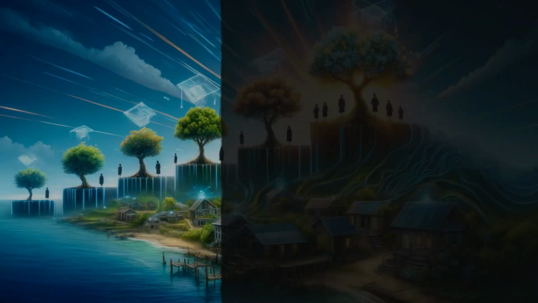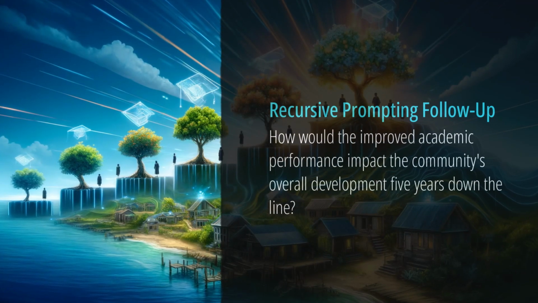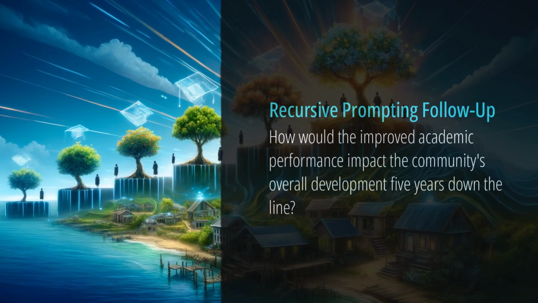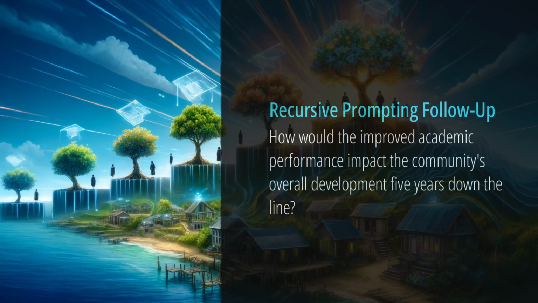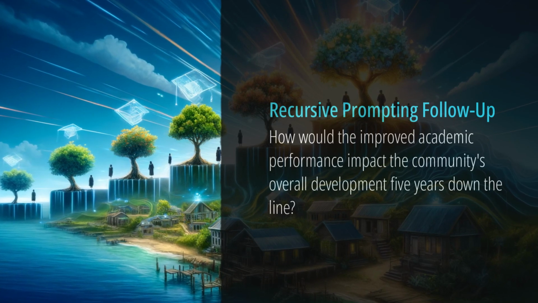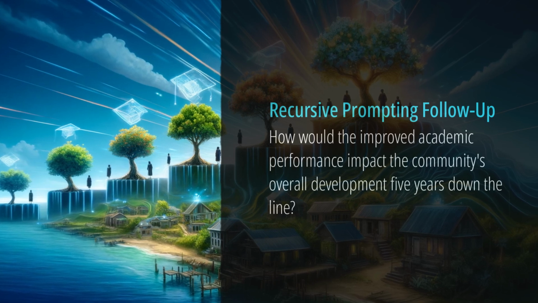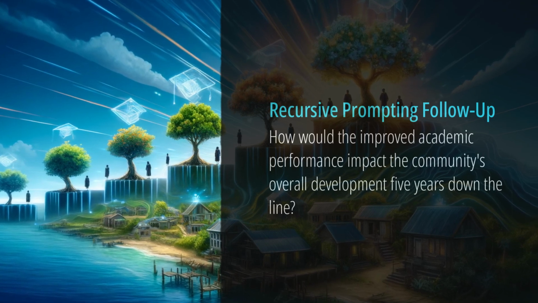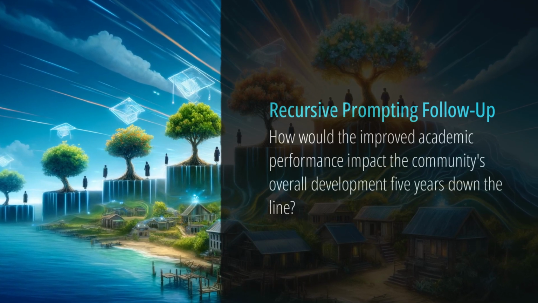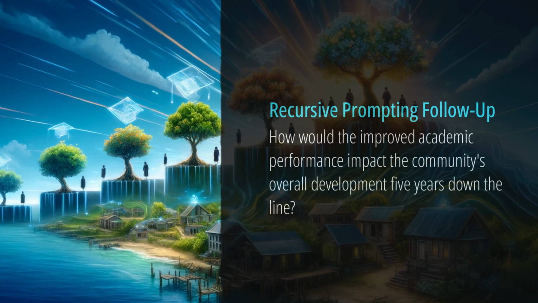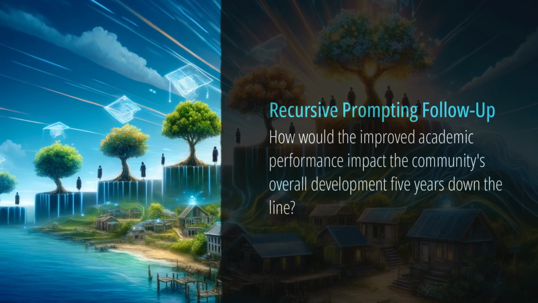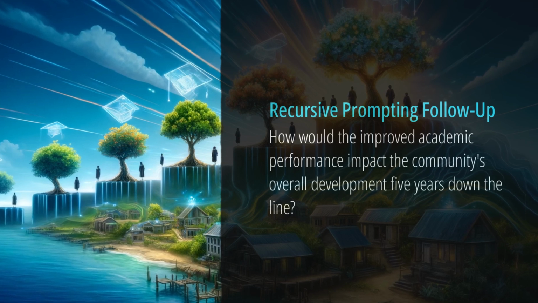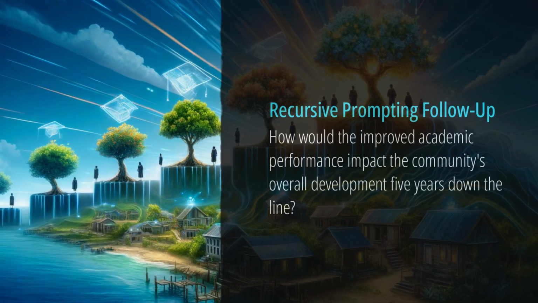But here's where the magic of recursive prompting happens. You can then follow up with a more specific question such as, how would the improved academic performance impact the community's overall development 5 years down the line? The AI will consider the initial response about improved academic performance and expand upon it to predict potential community development outcomes, like economic growth and enhanced living standards.